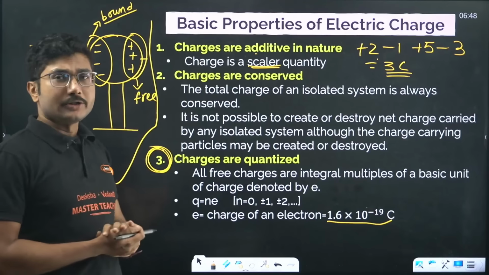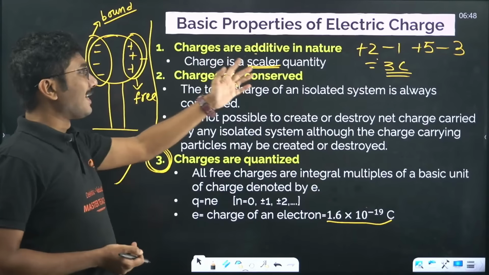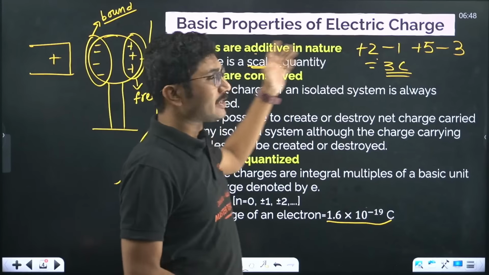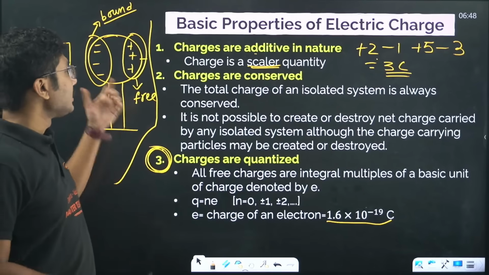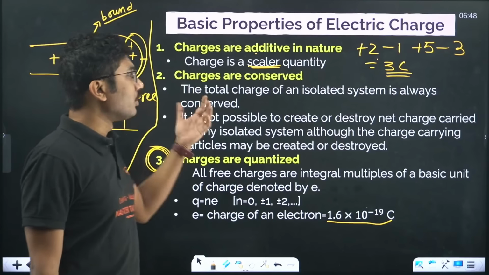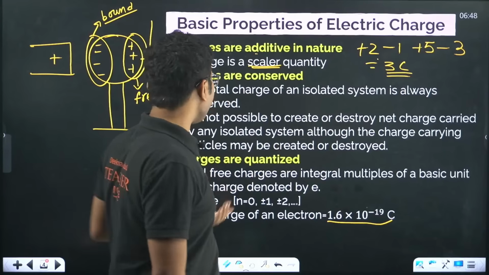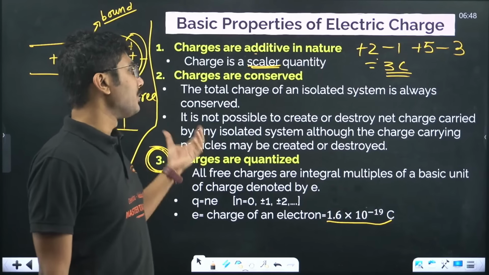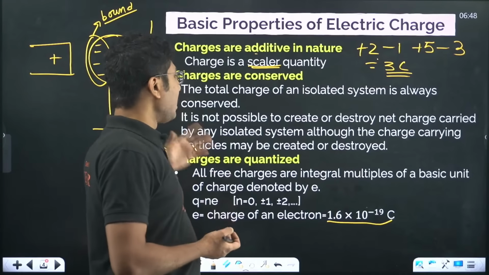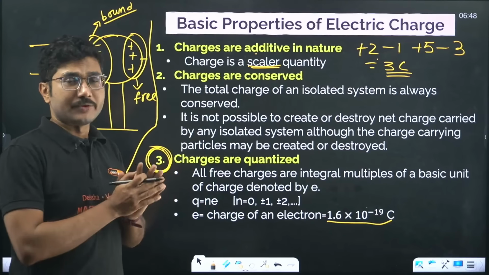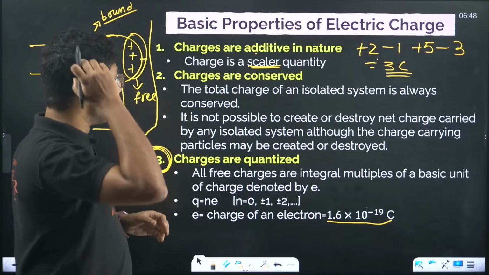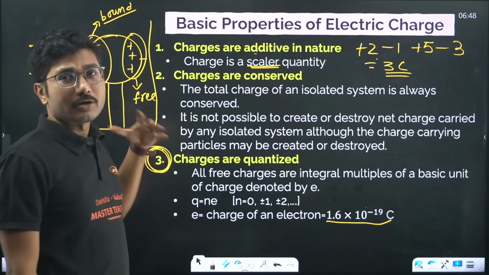So, basic properties of electric charges. Charges are additive in nature, that means you can add the charges like a scalar quantity. Charges are conserved. The total charge of an isolated system is always conserved. It is not possible to create or destroy a net charge. So remember that the charge of an isolated system is always conserved. If it is not, then you will not be able to add or subtract charges.